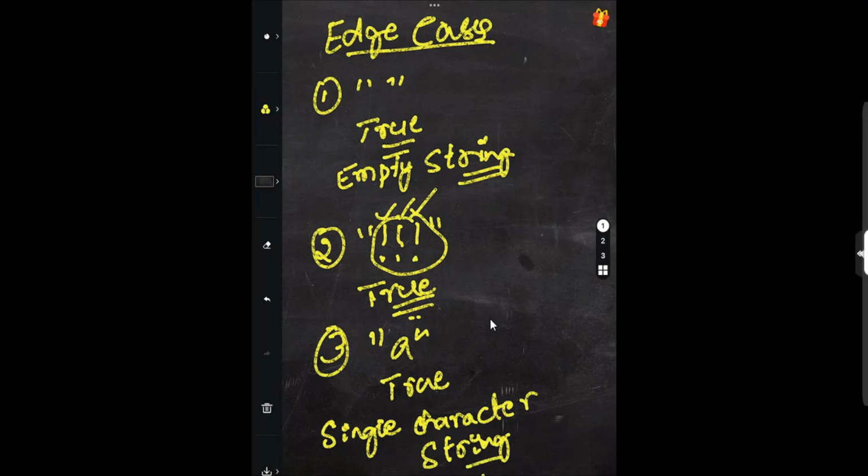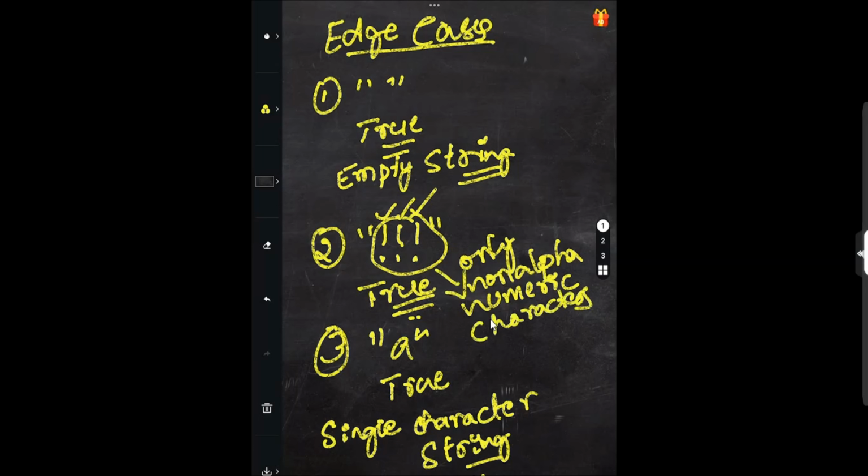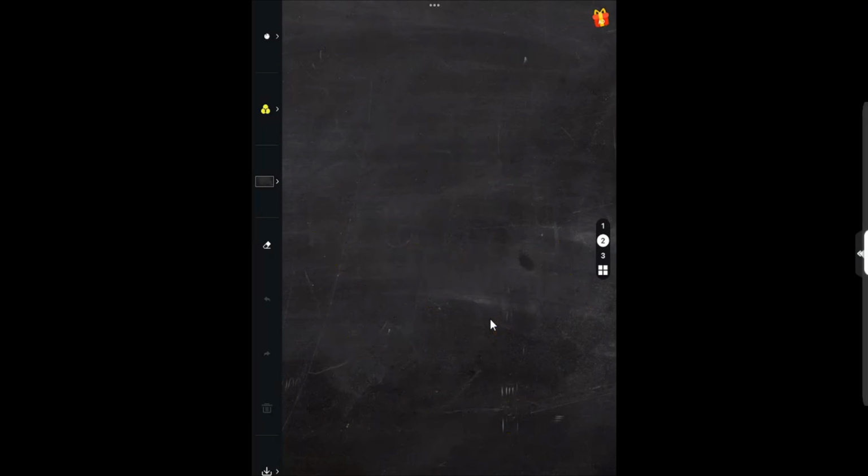The second one was for the string with only non-alphanumeric characters. Here I'll just give only non-alphanumeric characters, right? This is for the second one. And the third one we saw was for the single character string. Let's move on with the next edge case.